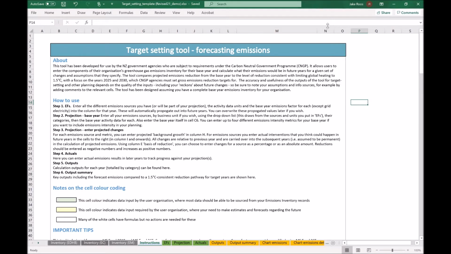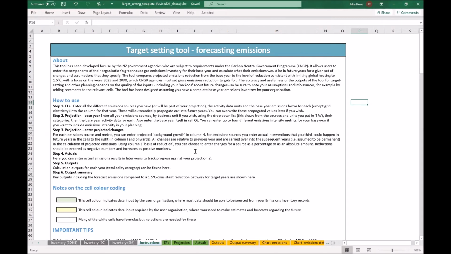So to start out using this tool, you need to have a completed emissions inventory for your organisation, which includes your emissions factors and your activity data. Those are the two main inputs for this tool. So I'm going to take you through this step by step to show you how you would set it up and what the tool shows you.